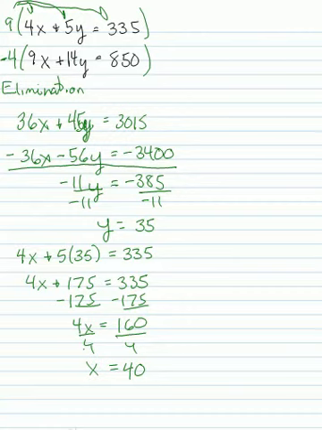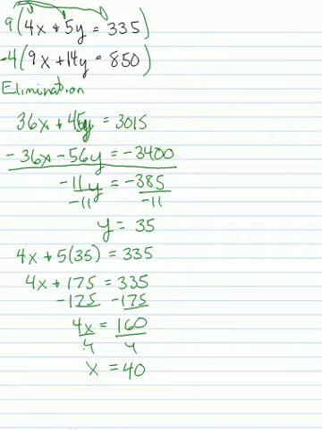In doing substitution, what we do is we solve for a variable in one and plug it into the other. So we have 4x plus 5y equals 335, and the other one is 9x plus 14y equals 850. So perhaps I take the first one and let's solve it for y. So 5y equals 335 minus 4x, and I'm going to divide everything by 5. So I get y equals 67 minus 4/5 x.